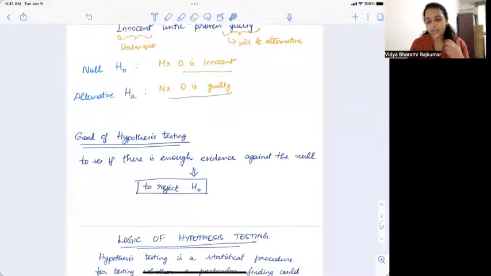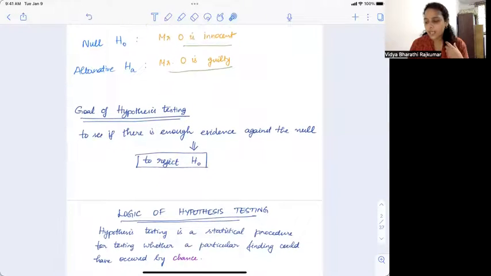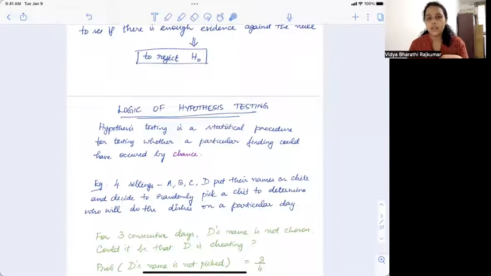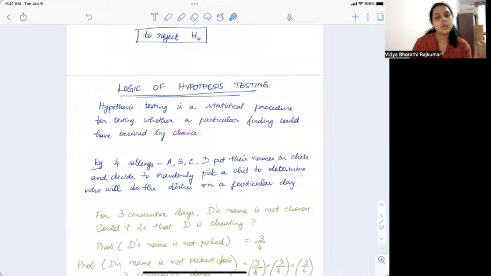Now, how do we actually go about the process? What do I mean by looking for evidence from the sample to know whether it supports your statement or not?